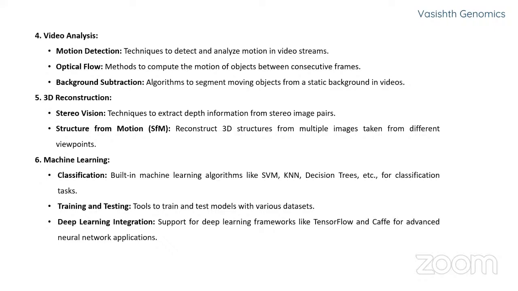Then within the machine learning application, you have classification, built-in learning algorithms like SVM, KNN, decision tree, etc. for classification tasks, training and testing, tools to train and test models with various data sets, and then deep learning integration, that is support for the deep learning frameworks. You can actually use the image processing techniques in TensorFlow, that is in deep learning, and Caffe for advanced neural network applications.